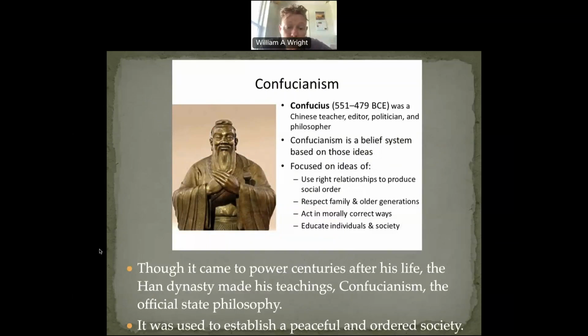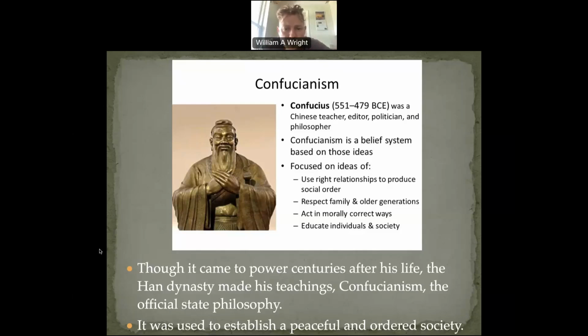And though Confucianism comes to power centuries after his life, the Han Dynasty makes the teachings of Confucius the official state philosophy. Confucius lived in the 6th and 5th century BC, and he was a Chinese teacher, editor, politician, and philosopher. He taught these basic beliefs here, I'm showing in the slide.